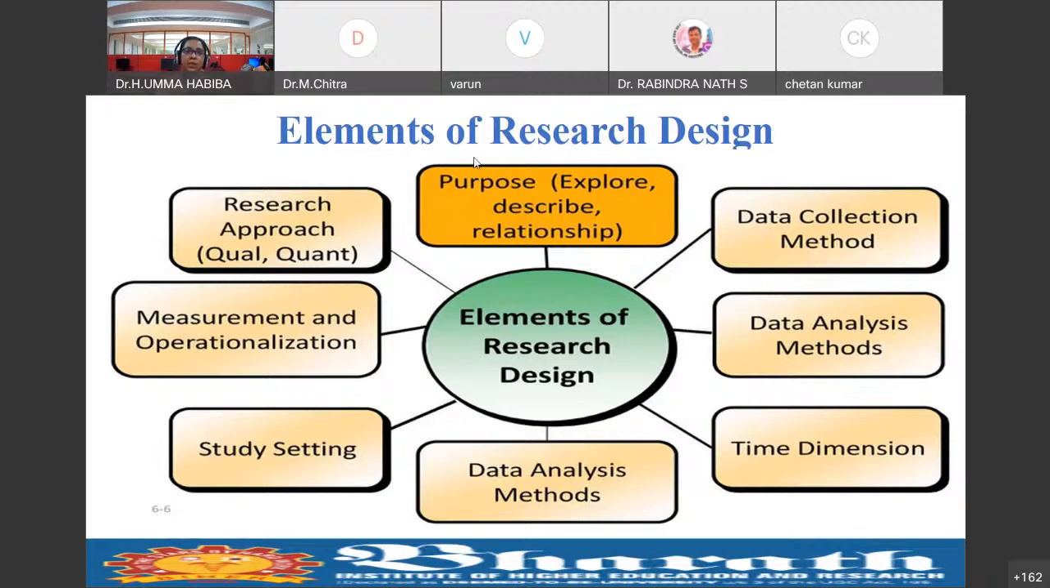So generally, when we talk about elements of research design, we can consider all these elements. That is purpose of research and research approach. It may be qualitative or quantitative. And what kind of data collection method we are using, what kind of data analysis methods we are using, and time dimensions, and study setting, and measurement and operationalization. So here in my research, after fabricating a component, we have done measurement. The measurement results are finally compared with the simulated one and analytical one.